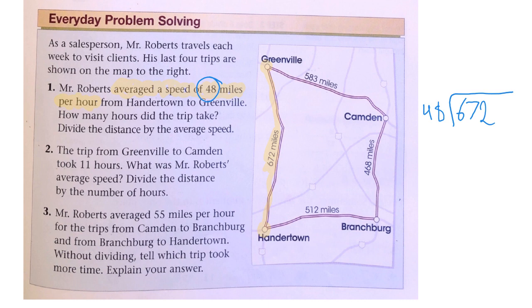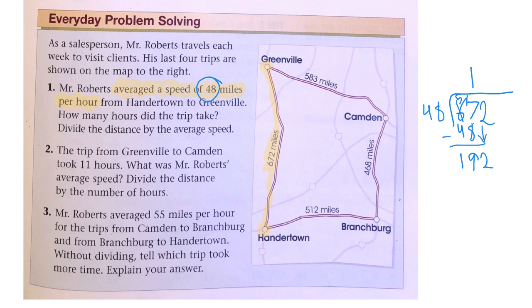48 can't go into 6 because 6 is less than 48. So then we look at 6 and 7, 67. 67 is greater than 48. We can fit one of them in there because I think 2 would be more than 67. So 1 times 48, subtract. Now bring down the 2.